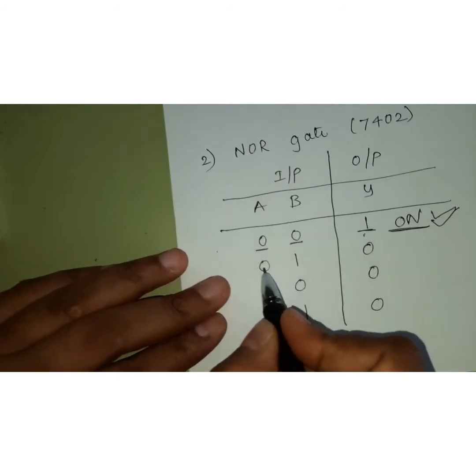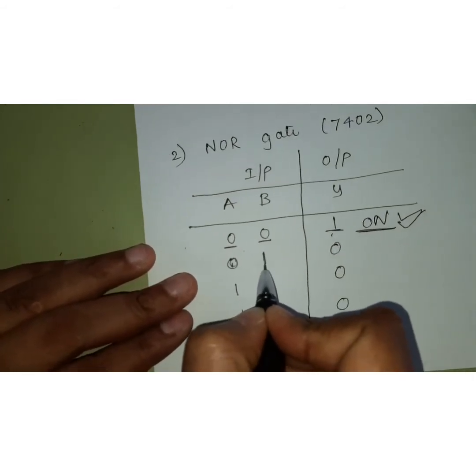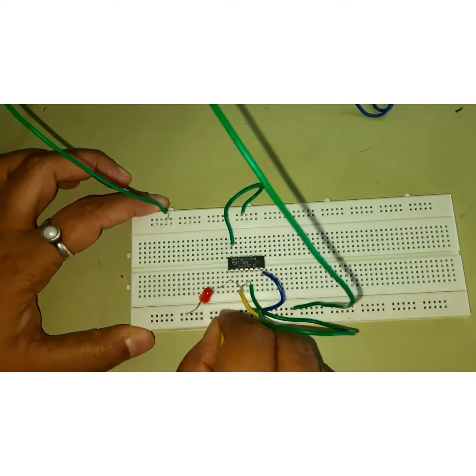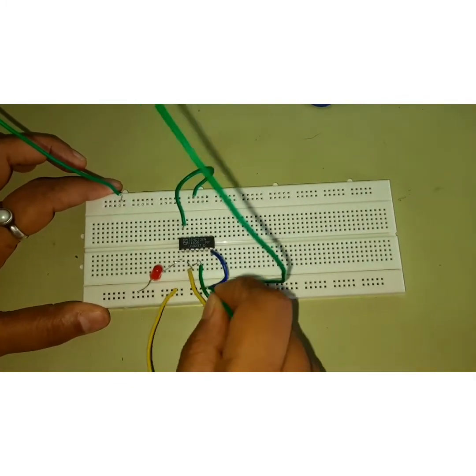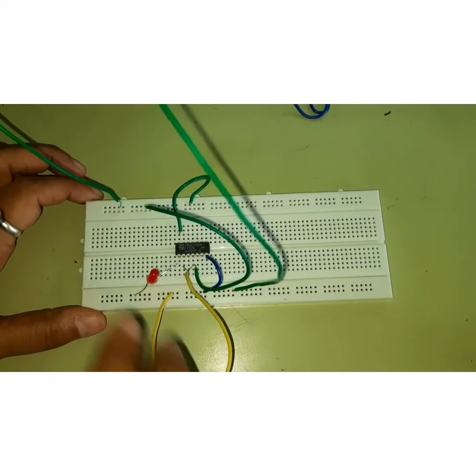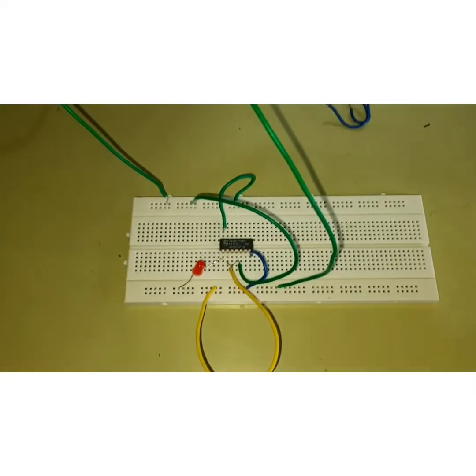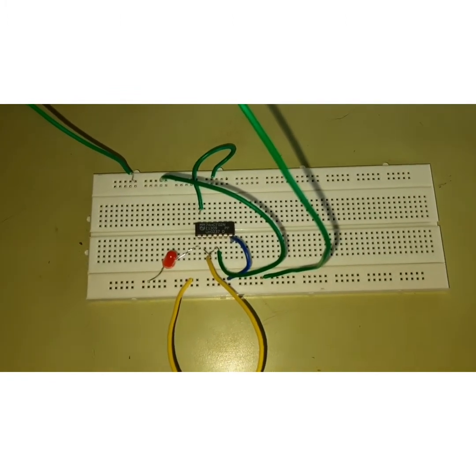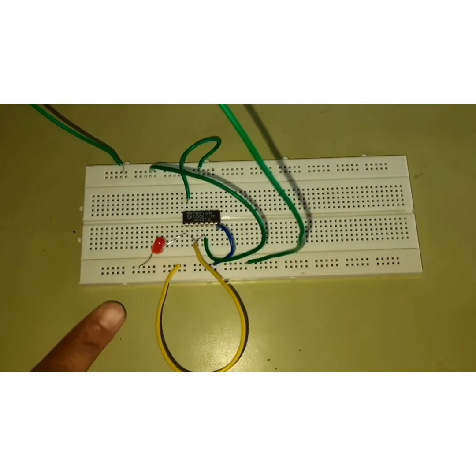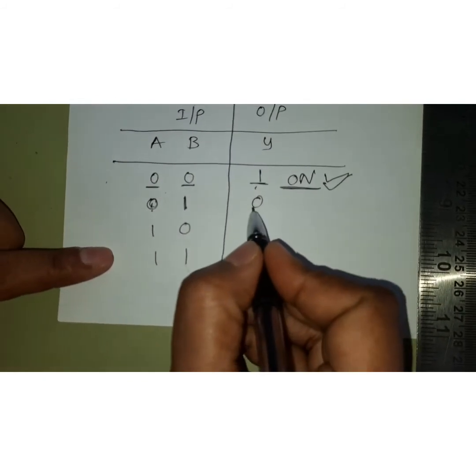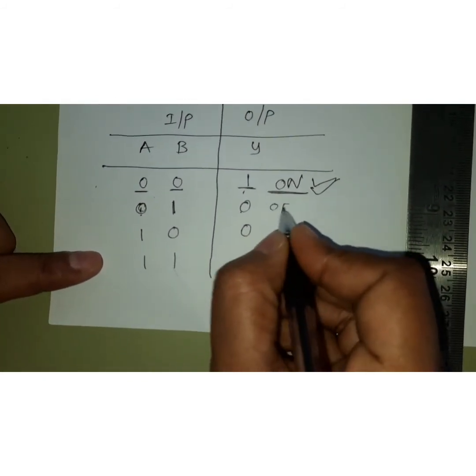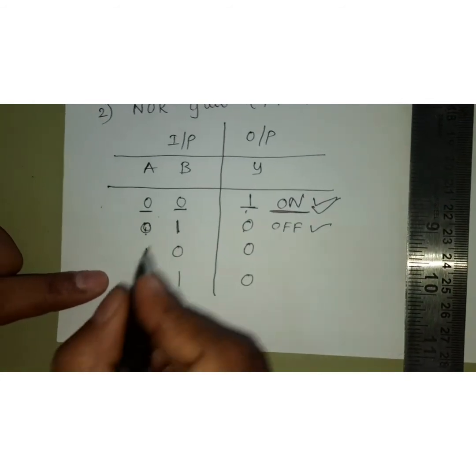Now second we will verify. A is 0 and B is 1. So here yellow wire, A is 0, so I am going to keep it there only. B is 1, so I am going to remove this from ground and connect it to VCC. I'll put this power supply on, and you can see LED is not glowing. That means LED is off. So we will check the truth table. When A is 0, B is 1, theoretical output is 0, and LED is also off. Hence the second portion is also verified.